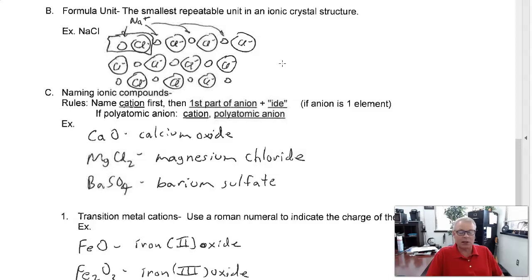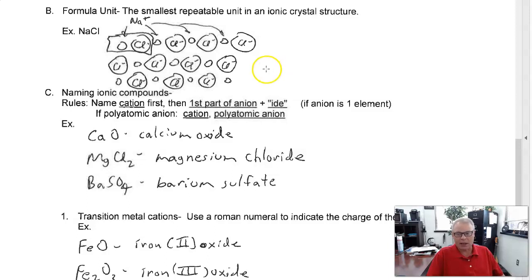So why do we call it NaCl? Well, because writing NaCl, NaCl, NaCl, NaCl is kind of a pain and not that useful. So what we write is something called the formula unit. The formula unit is the smallest repeatable unit in a crystal structure of an ionic compound.